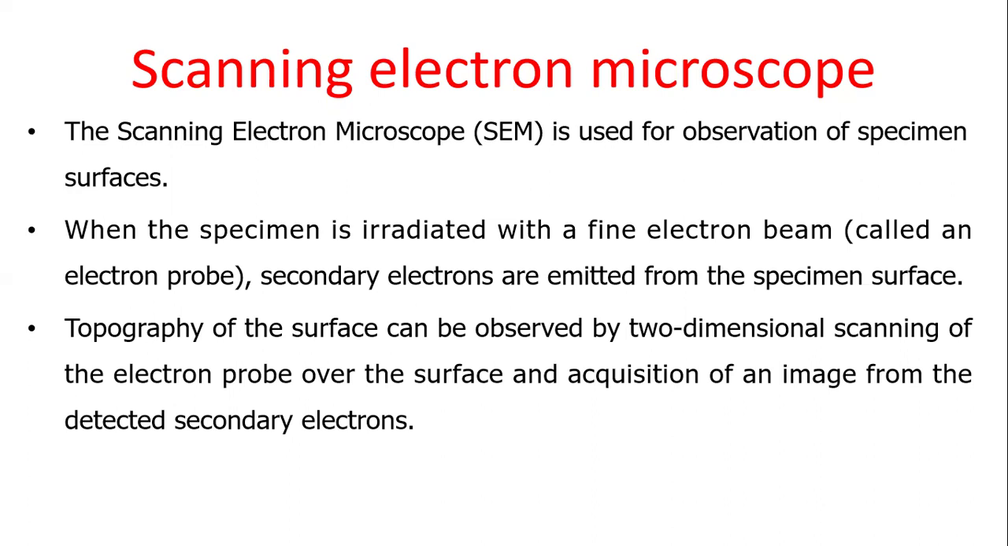Scanning electron microscope. The scanning electron microscope is used for observation of a specimen surface. When the specimen is irradiated with a fine electron beam called an electron probe, secondary electrons are emitted from the specimen surface. Topography of the surface can be observed by two-dimensional scanning of the electron probe over the surface and acquisition of an image from the detected secondary electrons.